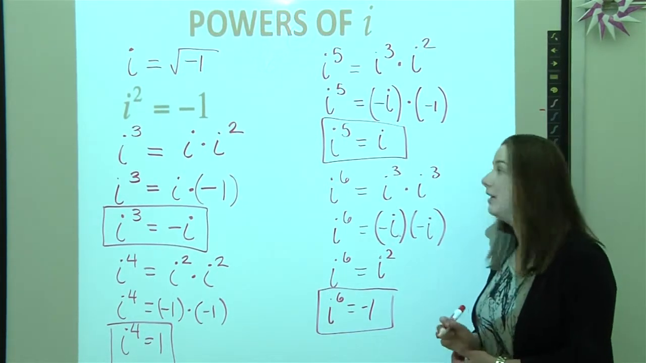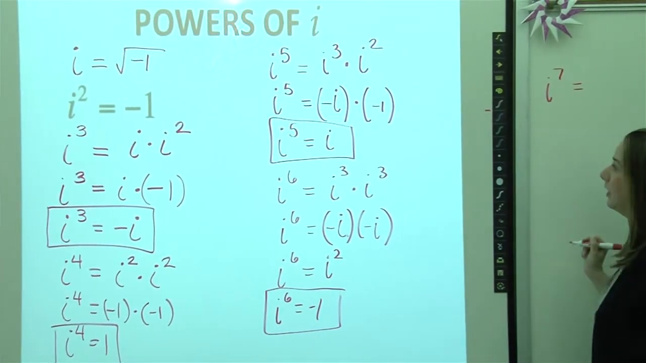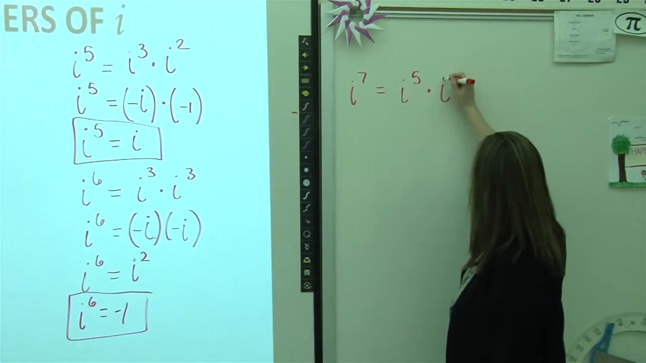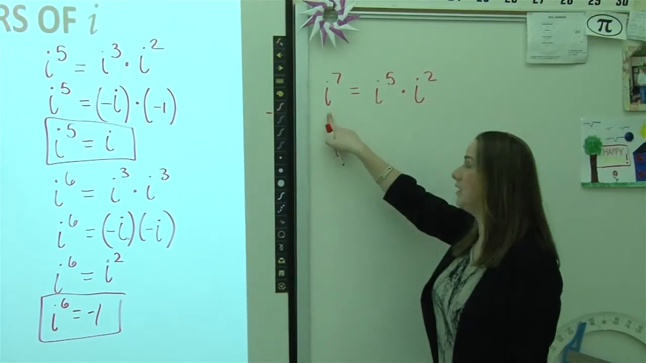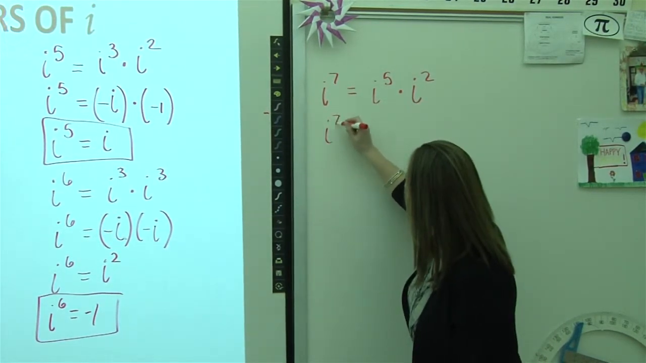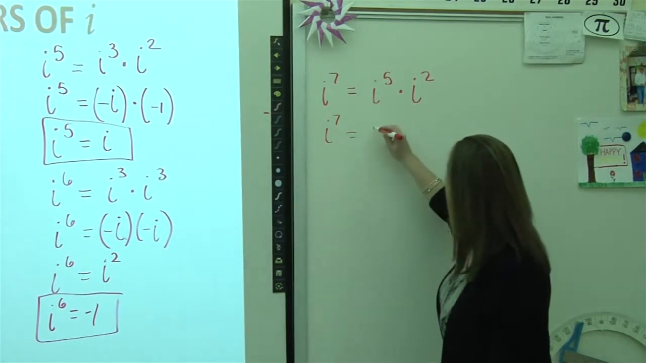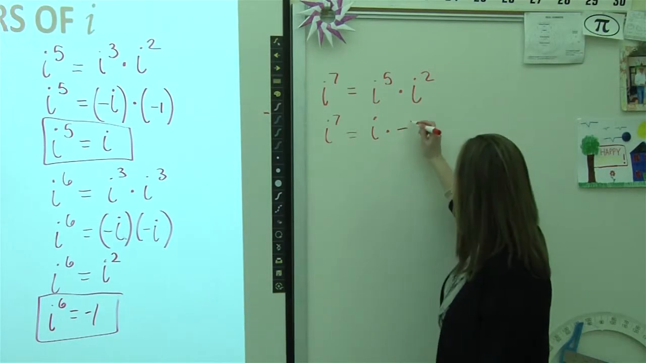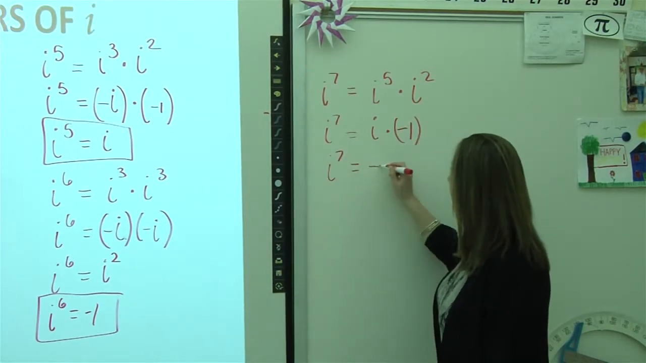If we keep going, i to the seventh is going to equal i to the fifth times i squared. And try to make sure when you are doing these i's that they don't look like ones. Try and loop the i a little bit. i to the seventh, i to the fifth we got to be i, and i to the second is negative 1. So i to the seventh equals negative i.